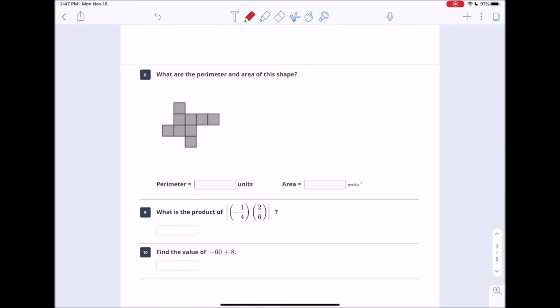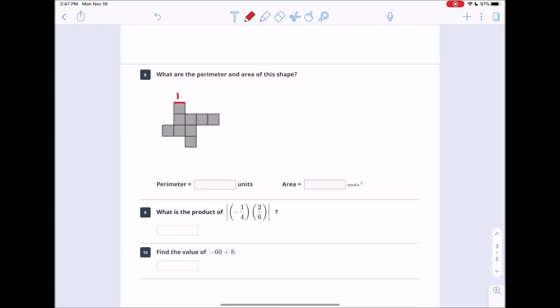Number 8. What are the perimeter and area of this shape? Okay, so this shape is an odd shape. We don't get any units, so these are unit squares, which means we're just going to call the units units. For perimeter, remember that's the outside part.